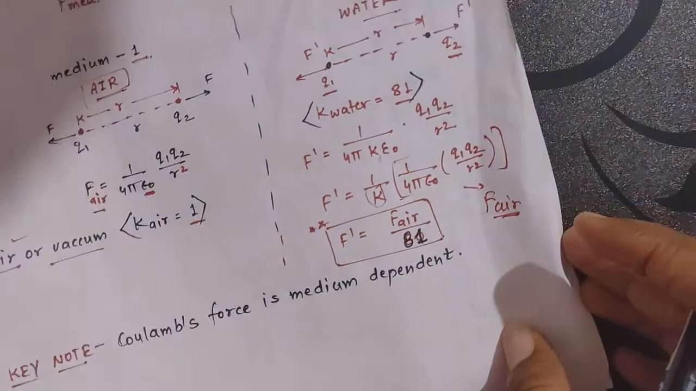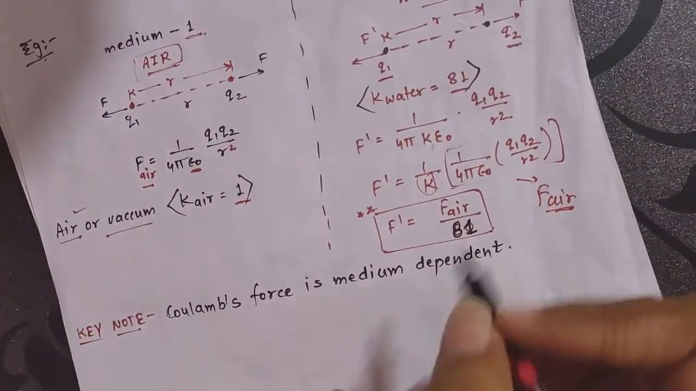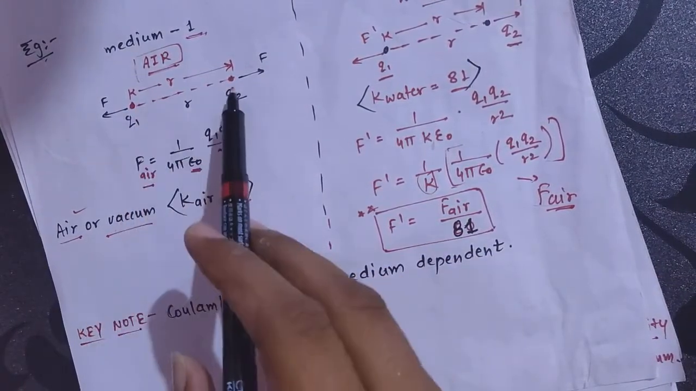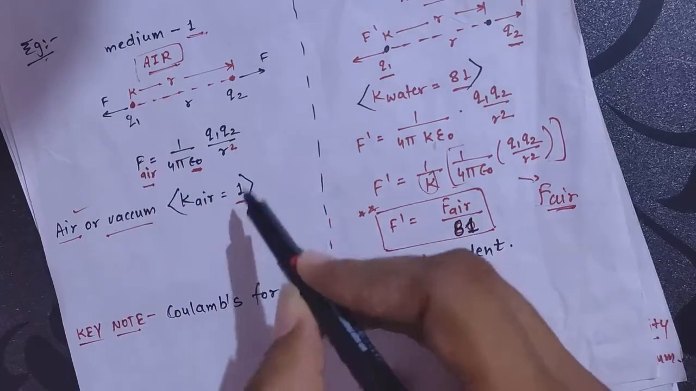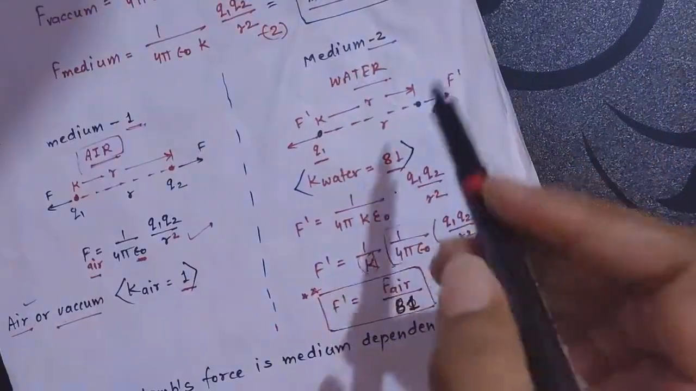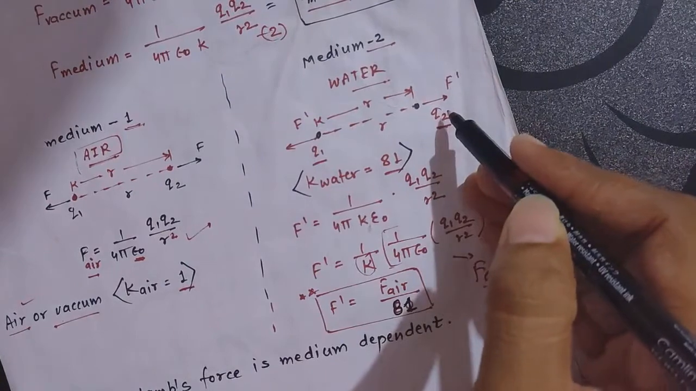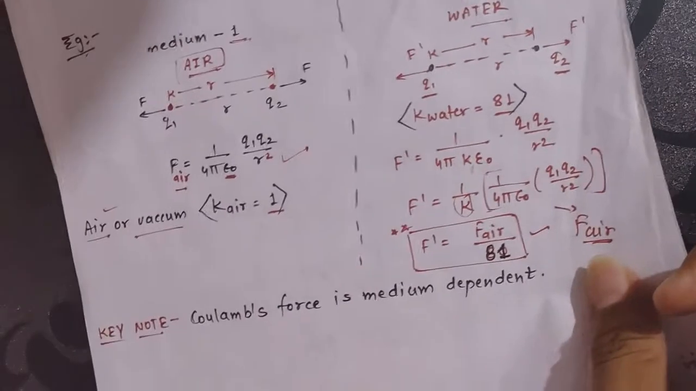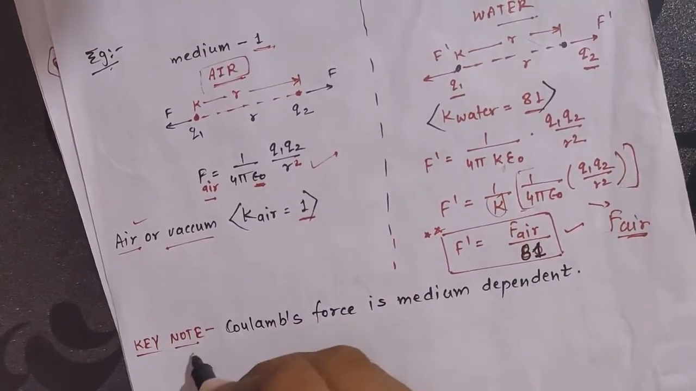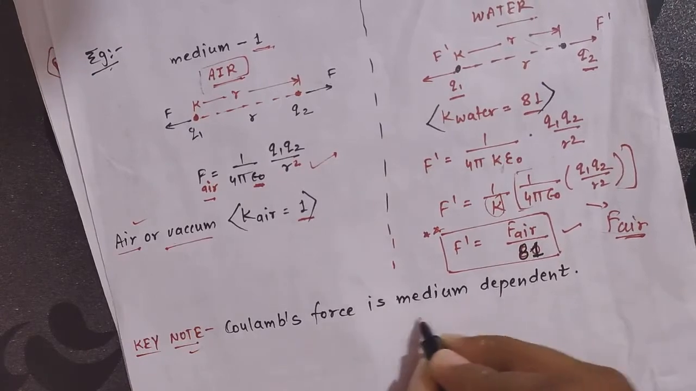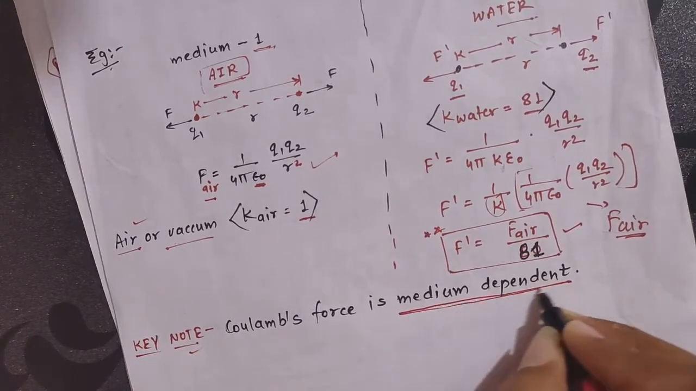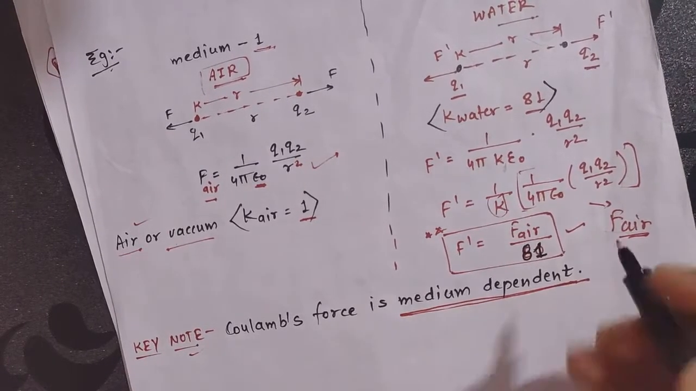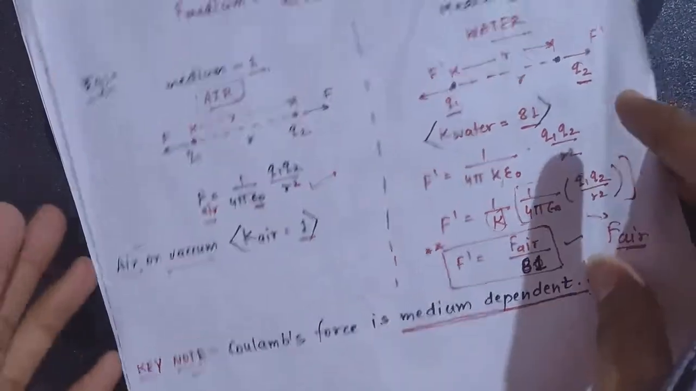So the result comes out: when two charges are placed in air or vacuum, this is the force, and when two charges are placed in water, this is the value of force experienced by both the charges. So the keynote is Coulomb's force is medium dependent. This is the conclusion. This is the result.